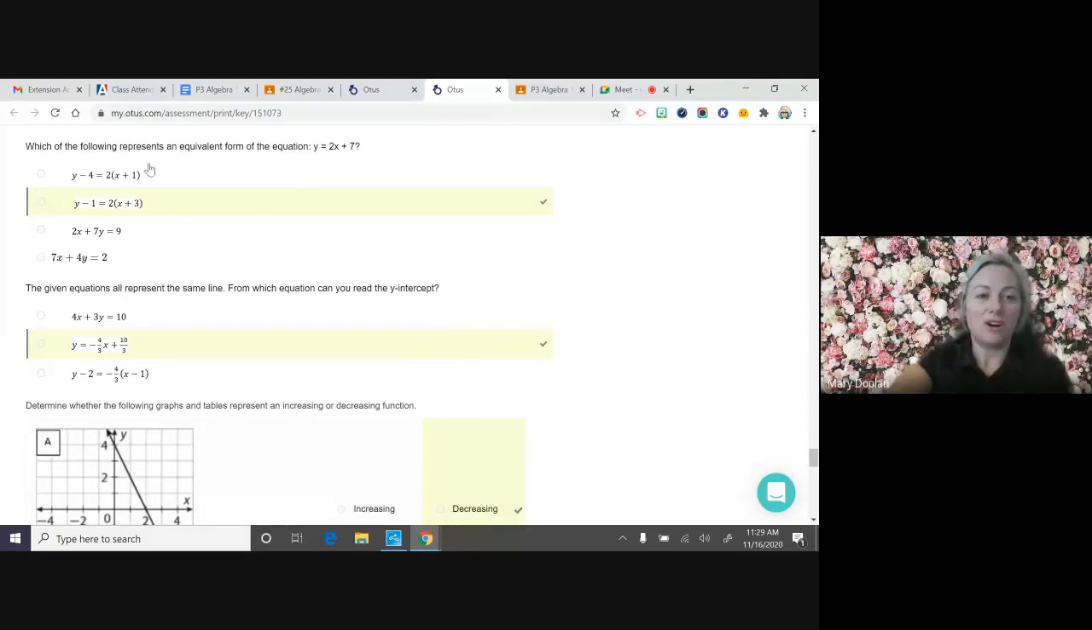Which of the following represents an equivalent form of the equation y equals 2x plus 7? Oh, so that's a little trickier. This is your correct answer.